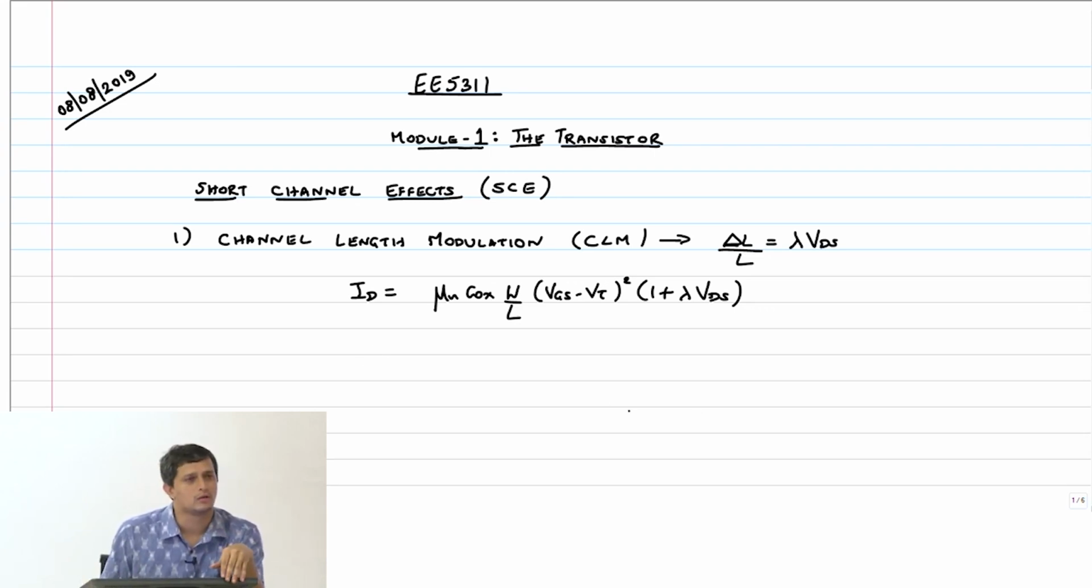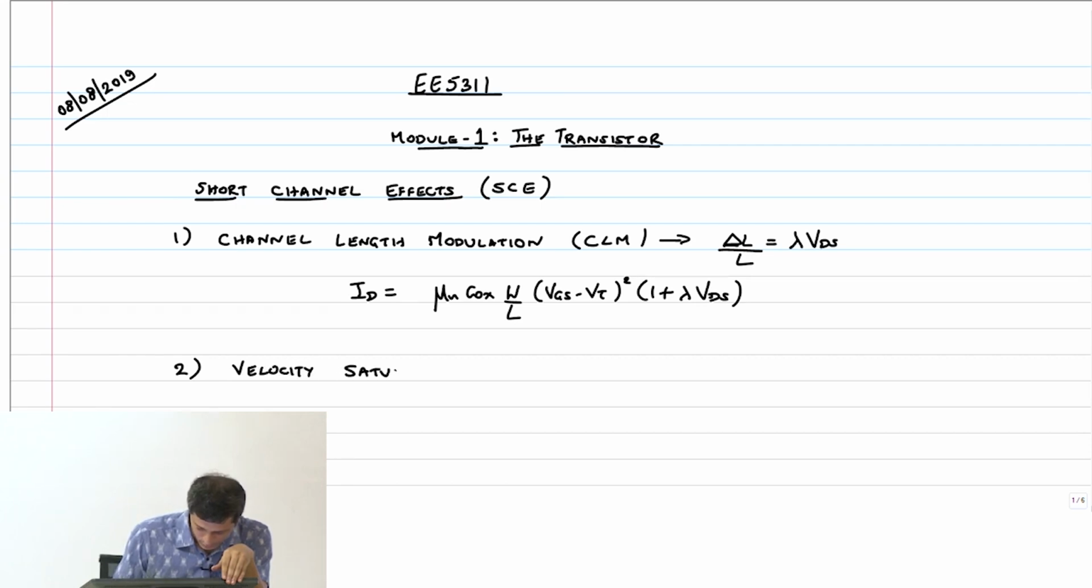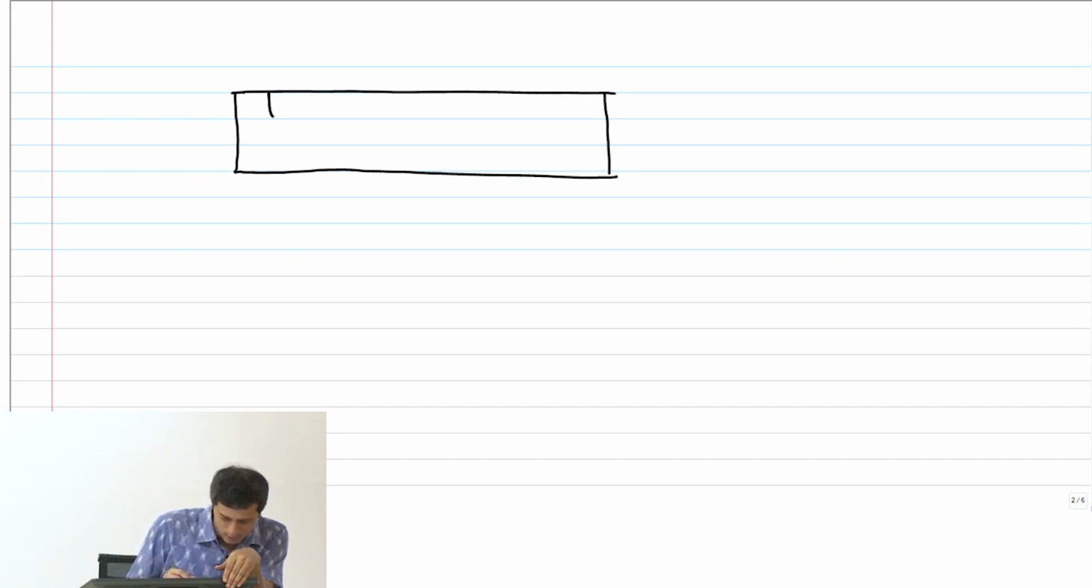So moving on with the short channel effects, in this class we will discuss what is known as velocity saturation. As we discussed last class, you have a source and a drain in a long channel device. They were placed very far apart.